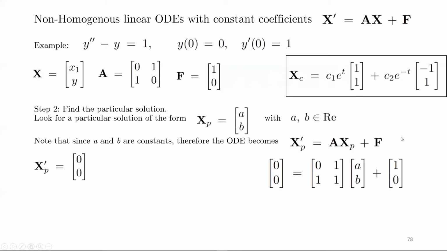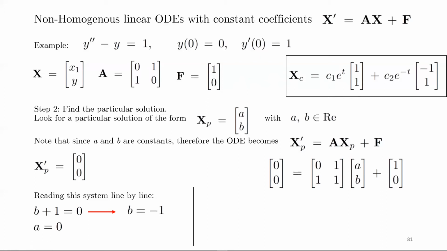Okay, and if I read the system line by line, I get 0 times a plus 1 times b plus 1 equals 0. So I get b plus 1 equals 0. In the second line, I get 1 times a plus 1 times b plus 0 equals 0. So a plus b equals 0. So therefore b equals negative 1, and a must equal 0. So my particular solution is going to be 0, negative 1.